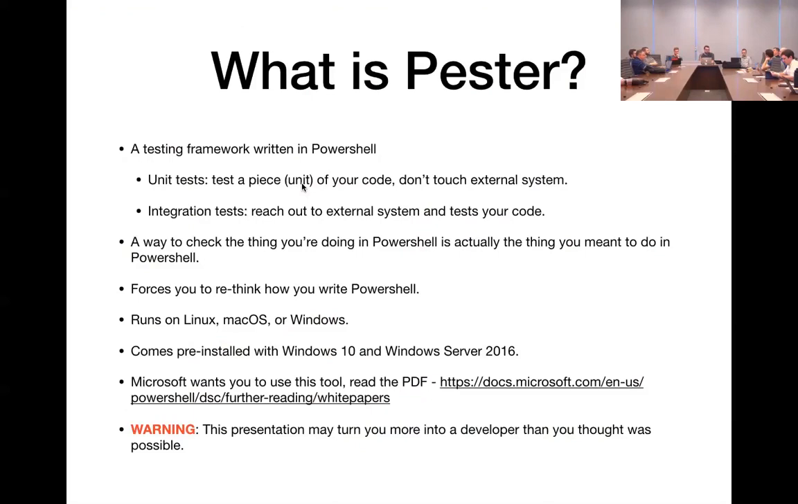Unit tests are essentially testing pieces of your code. If you write PowerShell code and you write PowerShell functions, they should just do one thing and one thing well. So Pester forces you to start thinking about that and get to that point. That's part of what Pester does: it forces you to design and style your code in a way that's testable. So it forces you to rethink how you write PowerShell. It's a way to check that the thing you're doing in PowerShell is actually doing that.